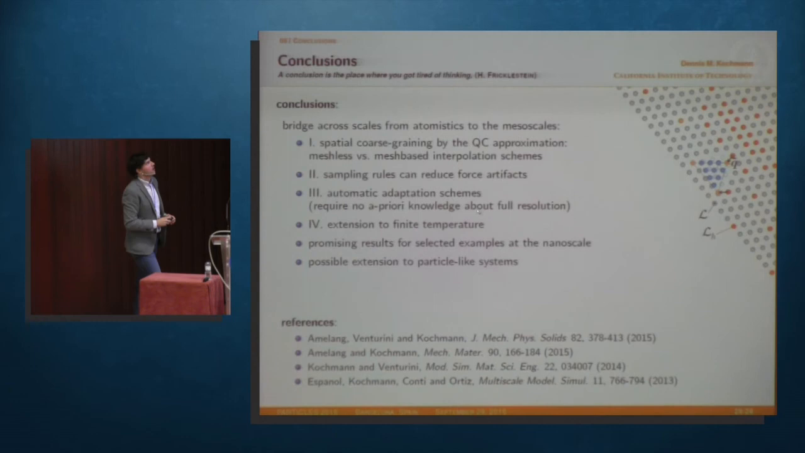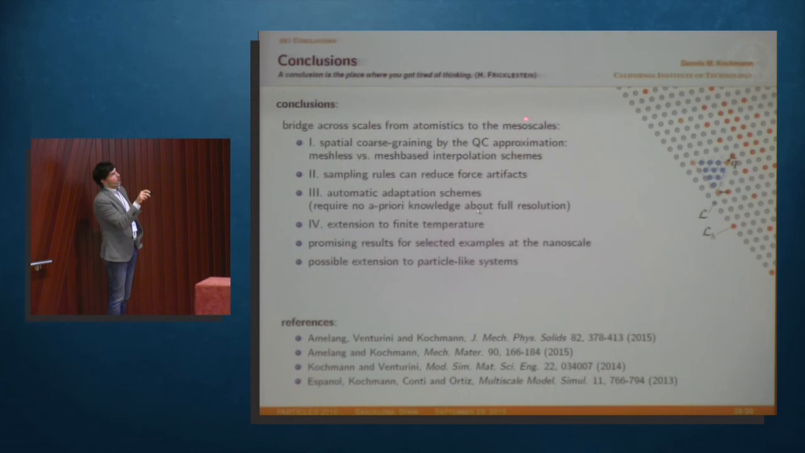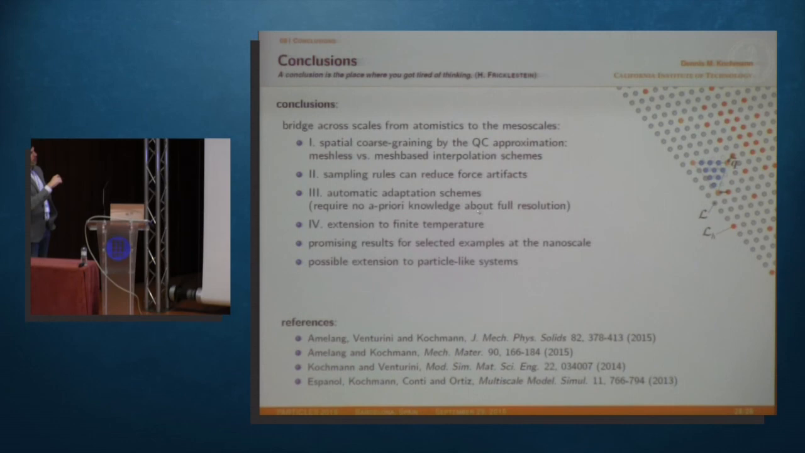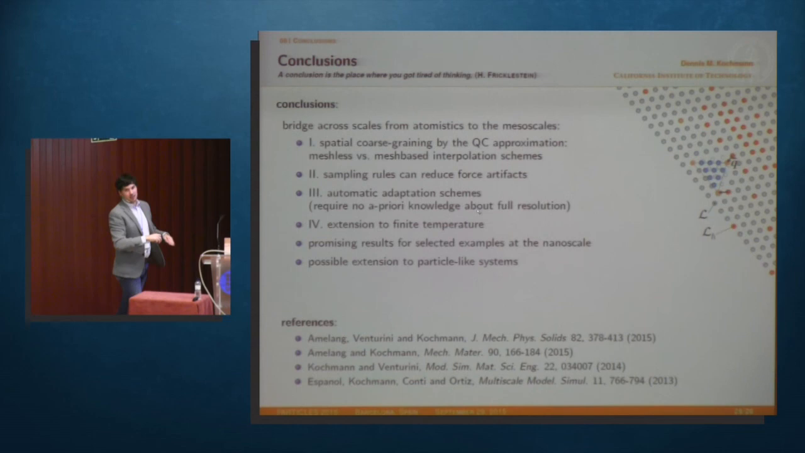Just to conclude in two sentences, I tried to show you how we can go from atomistics to bigger scales by spatial coarsening of the particle system. We have to be smart about how to sum the energy. We can do everything adaptively if we do it the right way. We can go to finite temperature if you want to do atomistics. I showed you results for a number of nanoscale systems, but also how we can extend this to many particle-like systems, including trusses, ordered particles, and whatnot.